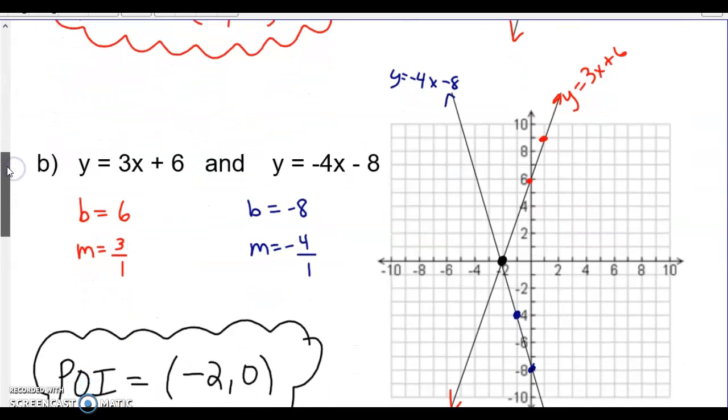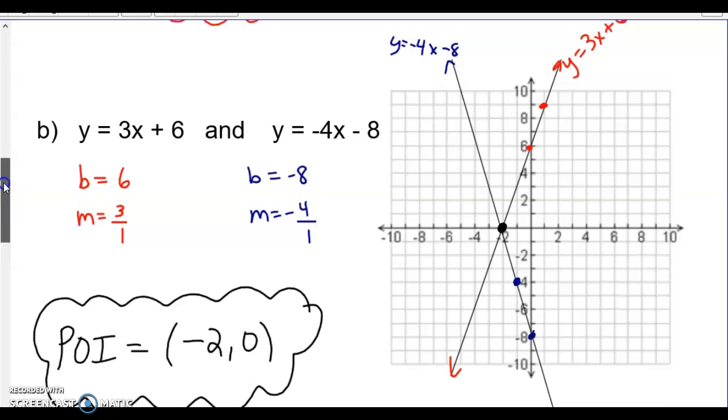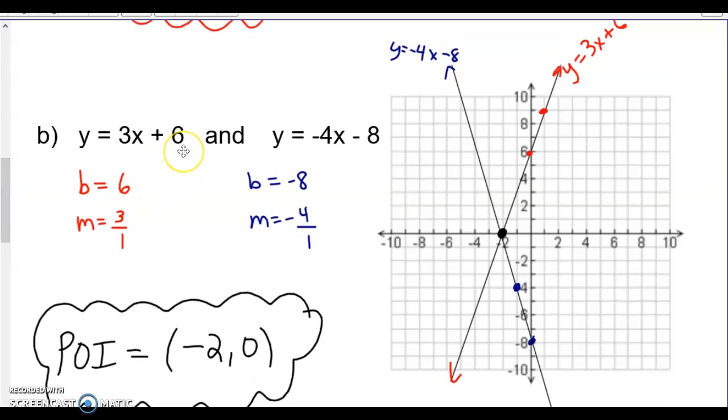For example B, my system has equations y equals 3x plus 6 and y equals negative 4x minus 8. So again, I'm going to draw these two lines using my slope and my y-intercept. For my first equation, my y-intercept is 6. So on my y-axis, move up to 6 and mark it. My slope is 3. I want to read that as a fraction, so it's 3 over 1. So from 6, I will rise 3, run 1, and connect.